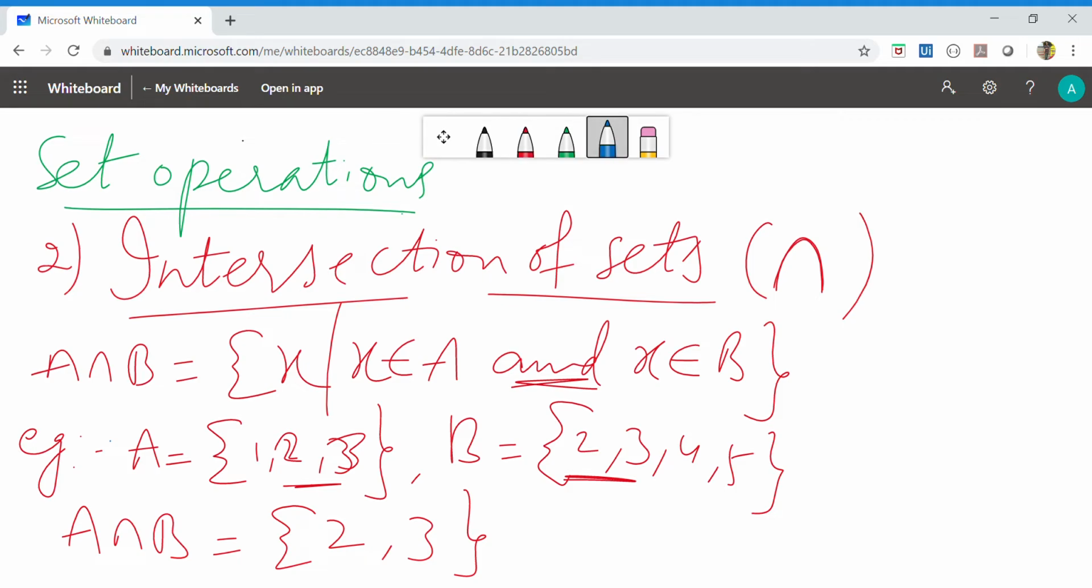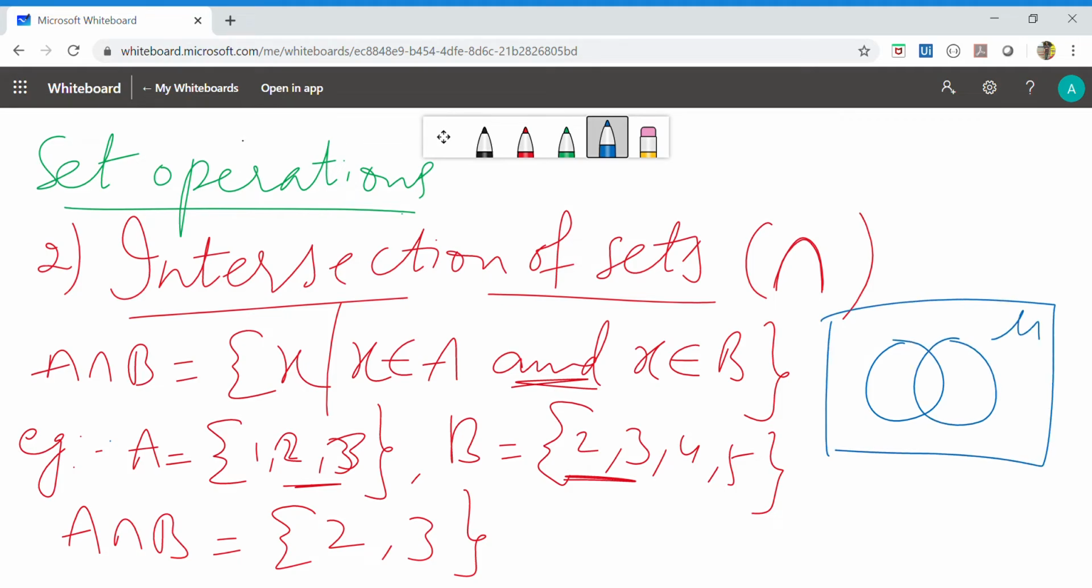The Venn diagram can be represented like this. Set A and set B, within the universal set mu. Intersection means only the common part. The representative region for A intersection B is the shaded region.